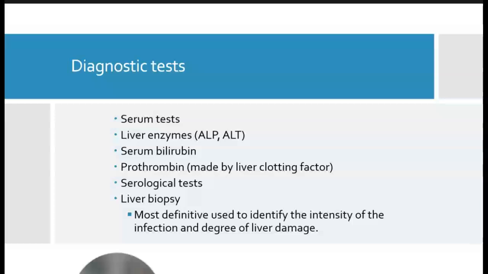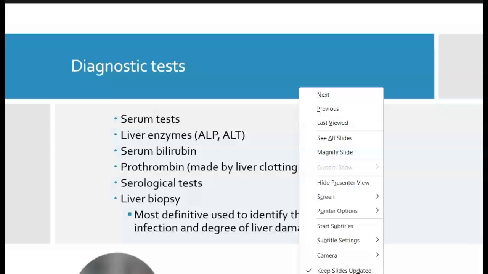The liver biopsy is the most definitive, and it identifies how intense the infection or the degree of liver damage is. A lot of the testing doesn't tell us how bad it is or how much damage is in our liver. But if we do the biopsy, that will give us that indicator.